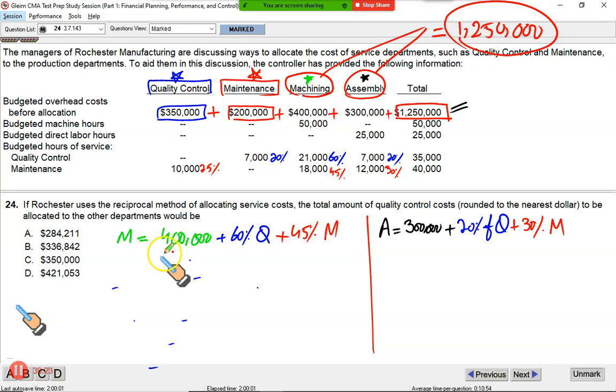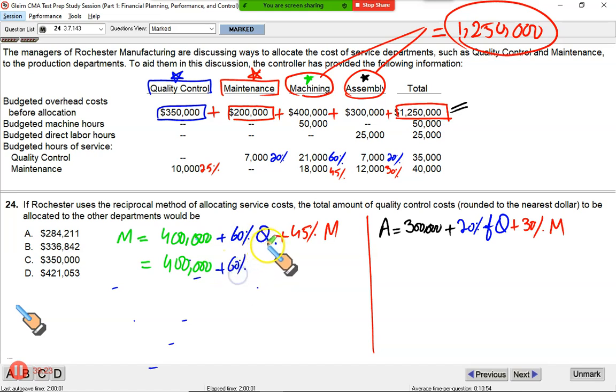Let's do that. We have $400,000. This is just for the sake of your understanding, gentlemen. This is not to confuse you. This is not to frustrate you. You are not going to be tested this way. But this is something you must know, what the reciprocal method is, just for your knowledge, just for entertainment. Nothing else. So it's going to be 60% of Q.